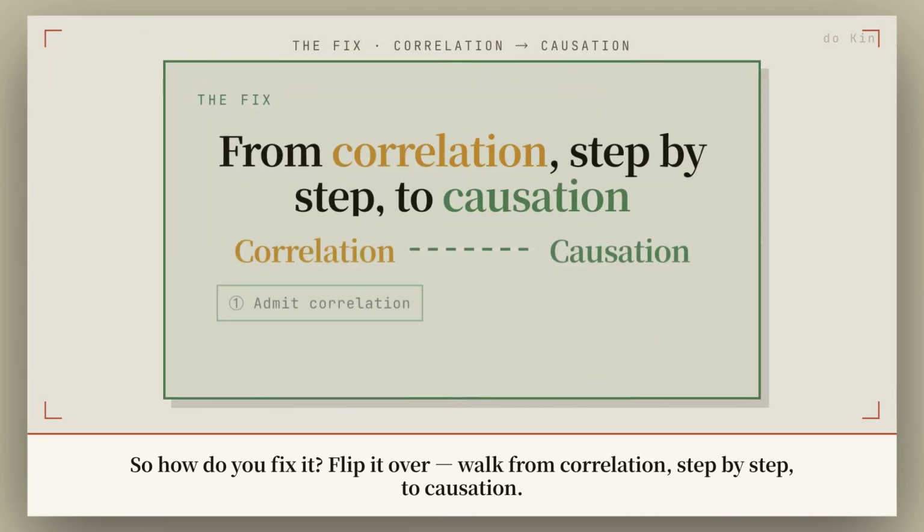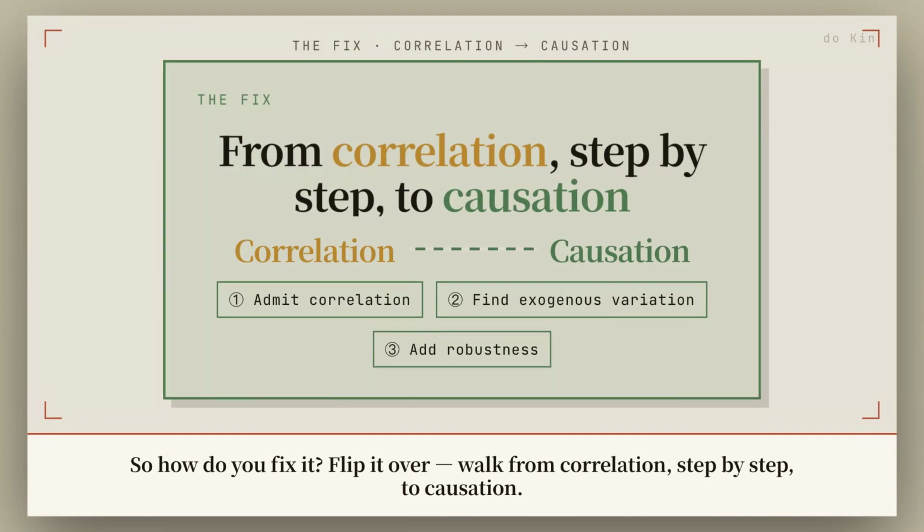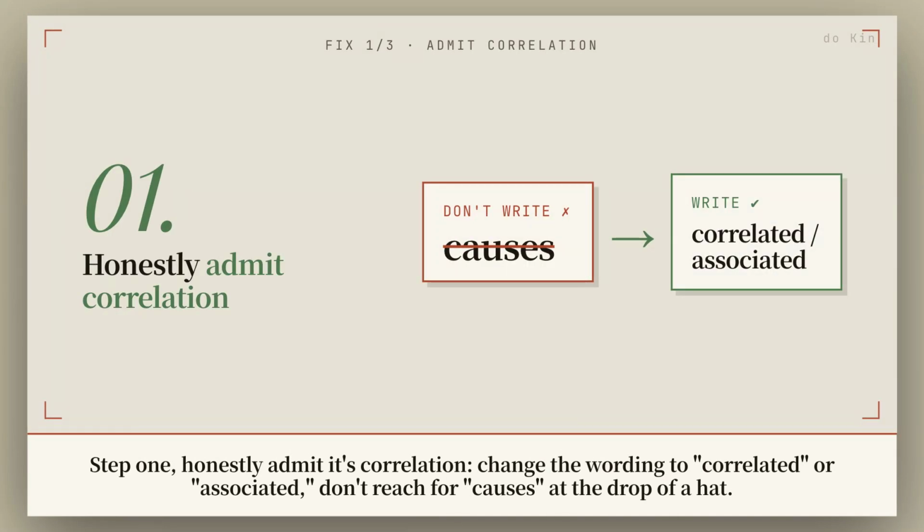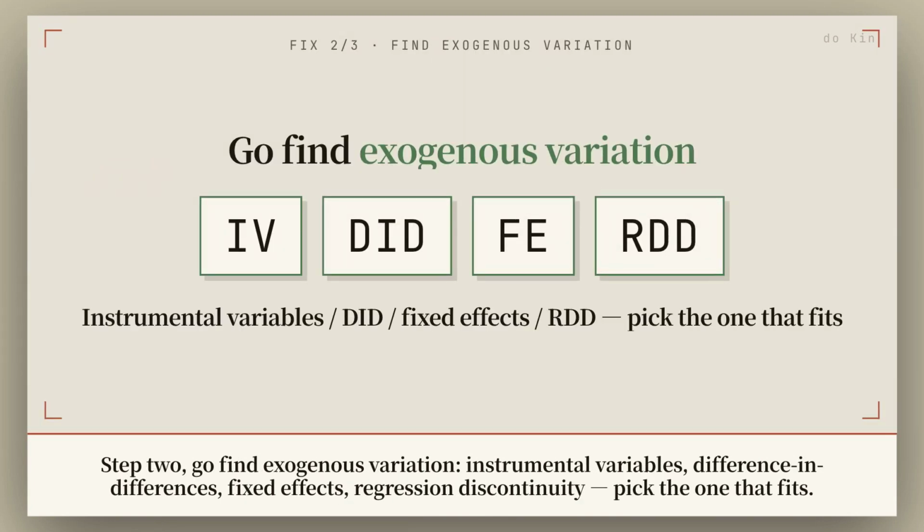So how do you fix it? Flip it over. Work from correlation, step by step, to causation. Step 1. Honestly admit it's correlation. Change the wording to correlated or associated. Don't reach for causes at the drop of a hat. Step 2. Go find exogenous variation: instrumental variables, difference in differences, fixed effects, regression discontinuity. Pick the one that fits.